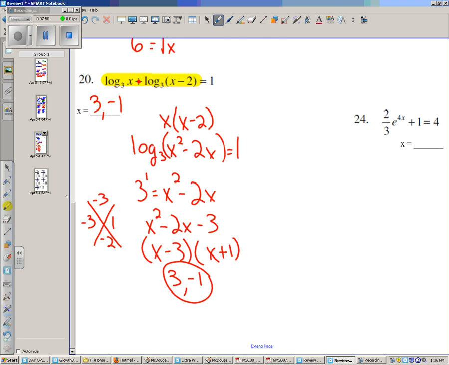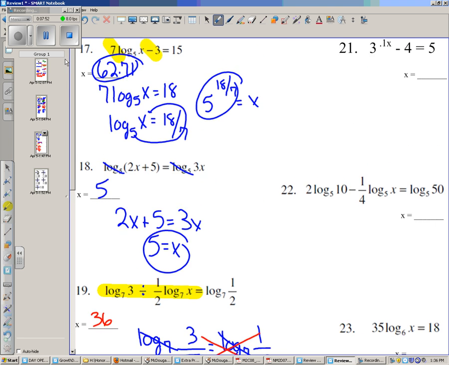All right, let's go up to 21. On 21, again, there's a constant, so I'm going to have to loop it. But before I can loop it, I have to move the 4 over. And that's going to give me 9. And now I'm going to loop from an exponent into a log. And the base of my exponent will become the base of the log. So 3, and then 9 goes behind it, equals 0.1x.